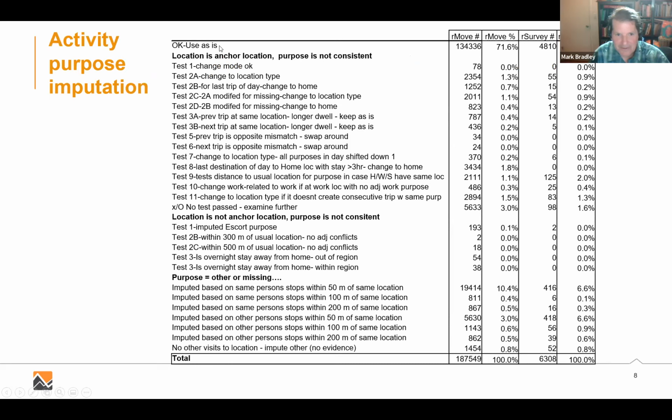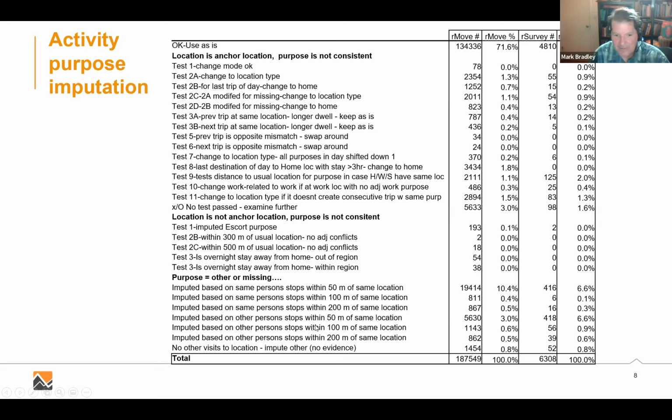I'm not going to go into all this in detail. That's just a summary of the trip imputation results. We have all these different rules for changing things. Most of the data is okay as is. A lot of this is just where people didn't answer a question, and we don't use that data in the modeling anyway. So these ones down at the end where there were missing purposes, we try to impute them based on what other people did at the same or a similar location.